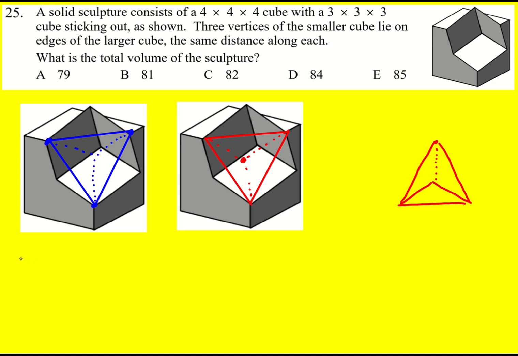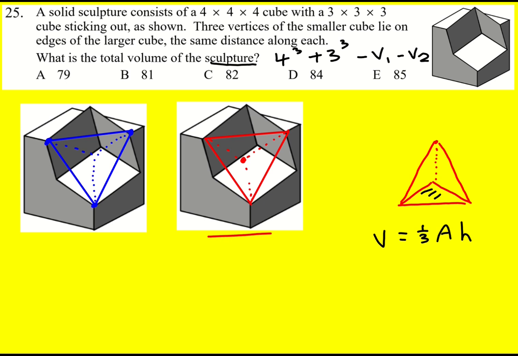The volume of the sculpture is going to be 4 cubed for the volume of the 4 by 4 by 4 cube, plus 3 cubed for the volume of the 3 by 3 by 3 cube. But then I'm going to need to minus the volume of each of the pyramids, B1 and B2. And to get the volume of the pyramid, it's 1/3 times the area of the base times the perpendicular height. Got all these dimensions to try and figure out.